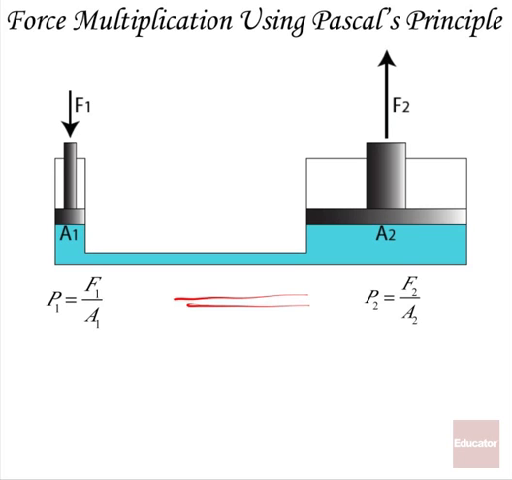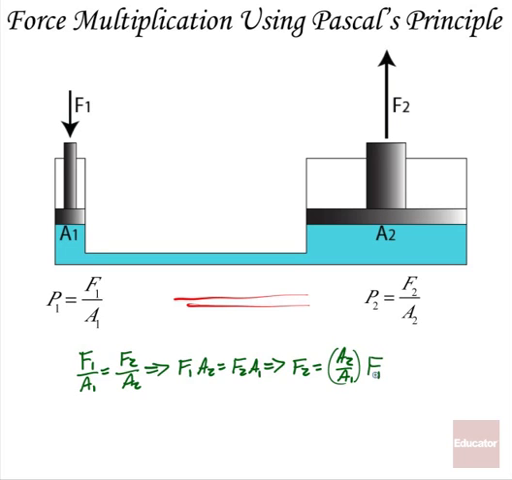Well, when you do that, let's take a look at the ramifications. If P1 equals P2, by Pascal's principle, then that means F1 over A1 must equal F2 over A2. Or, if I cross multiply, F1 A2 equals F2 A1, or F2 by itself, F2 is equal to A2 over A1 times F1. What does this mean? You have increased the force. If you apply a force F1 and you have a different area on your two pistons, you can increase that force by the ratio of the areas. If area 2 is 5 times larger than area 1, you applied force F1, you get 5 times that force on F2. You've effectively increased your applied force.